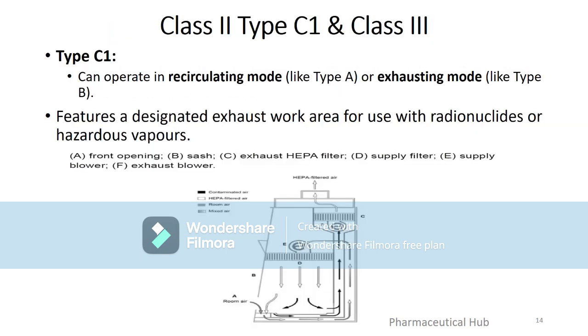The key feature of this model is the recirculation of the majority of the air, which makes it less suitable for work with volatile chemicals since some fumes would be recirculated.